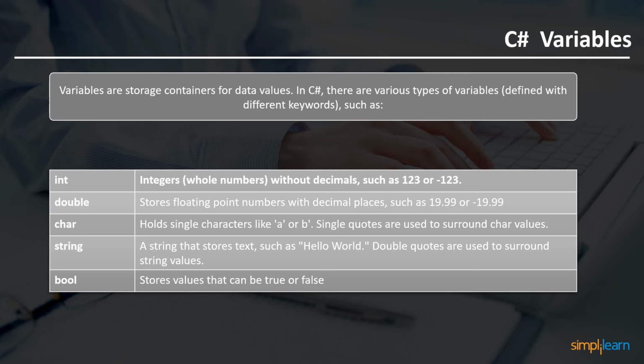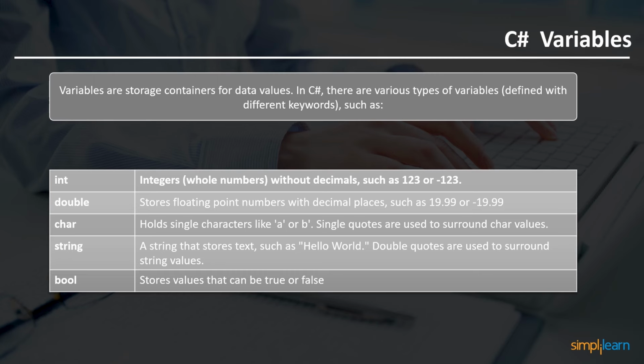Followed by that, we have the character data type, which stores single characters such as A or B. To surround character values, single quotes are used. The next data type is the string data type. The string data type stores string values such as hello world. Double quotes are used to surround the string values. Finally, there is the Boolean data type, which stores values such as true or false.